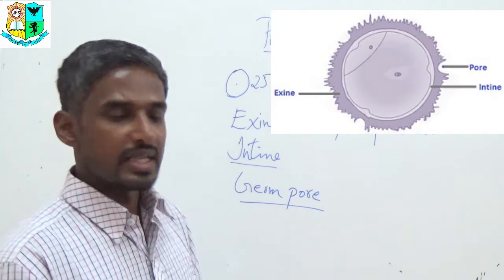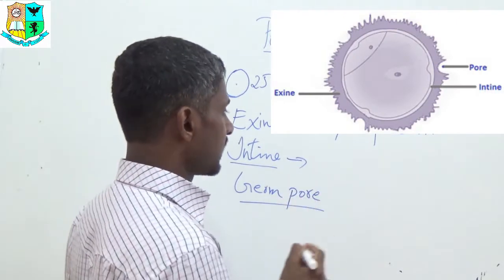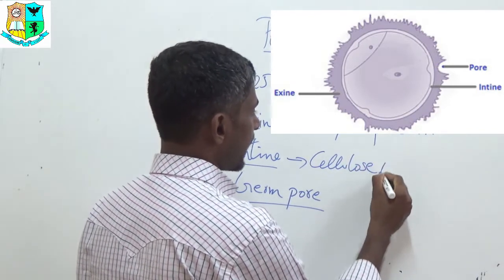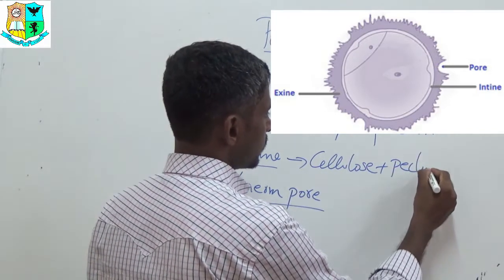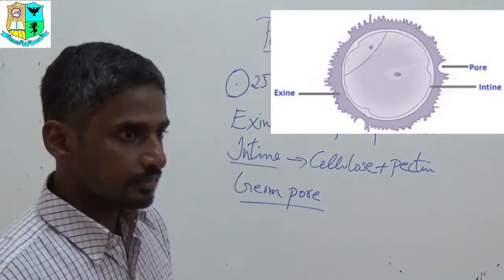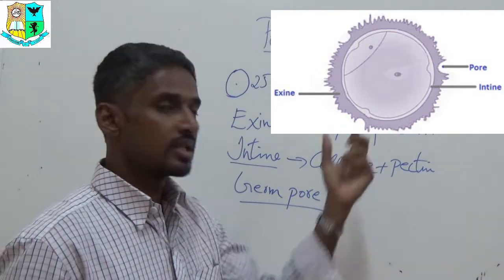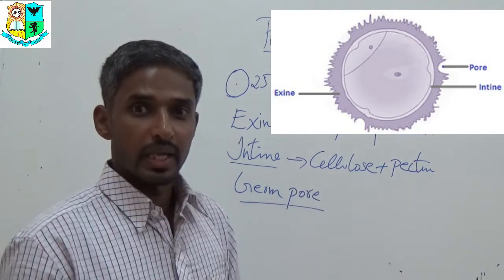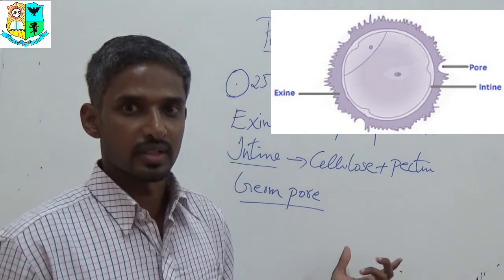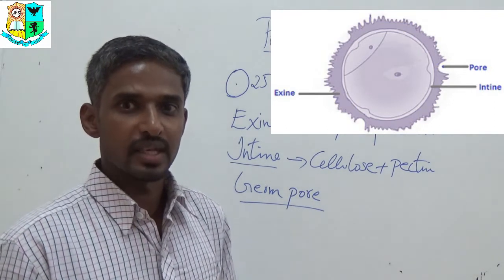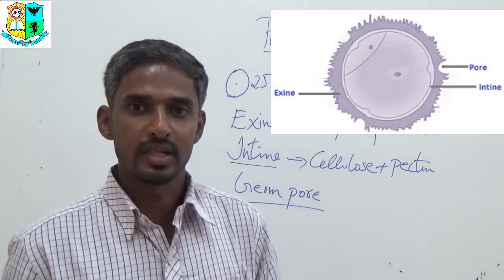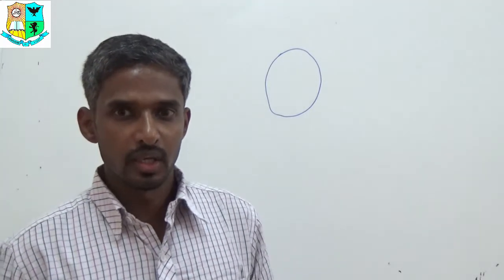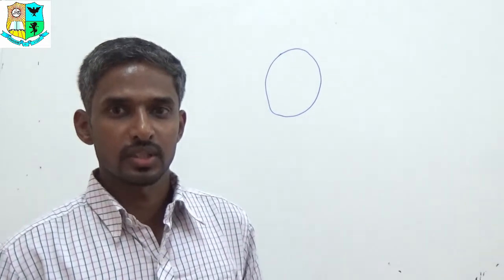Intine is present inside the exine layer, and it is usually made up of cellulose and pectin. So these are also hard materials, but not as hard as sporopollenin. Now this intine will protect the inner contents of the pollen grains. That means whatever is present inside the pollen grain. Soon we will see what it contains. We have seen the outer structure of pollen grain. Now let us look at the inner structure of pollen grain.